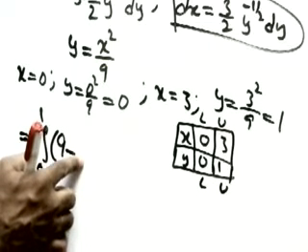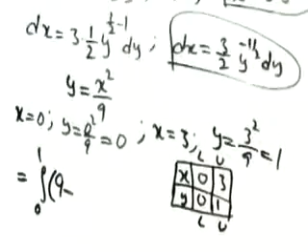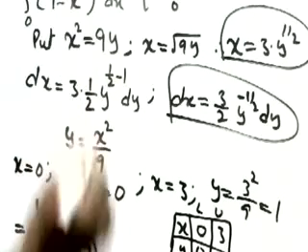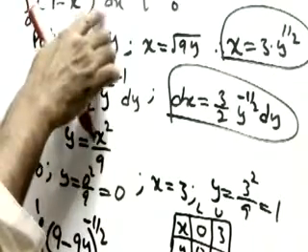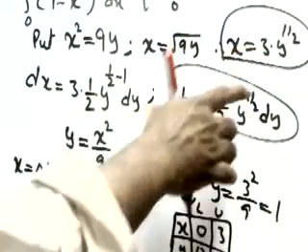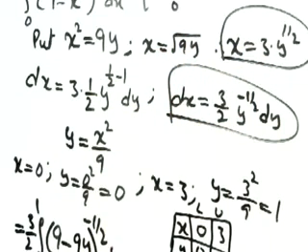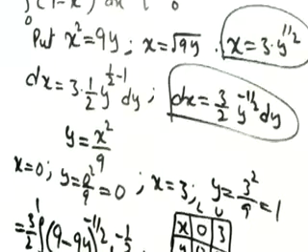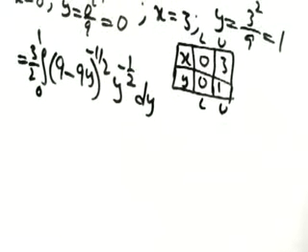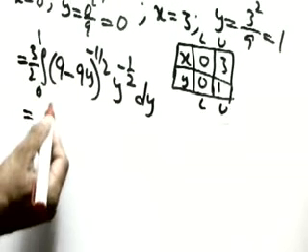0 to 1, 9 minus, here we are having x square. But the value of x square is 9y. So this is 9y, value of x square is 9y, power minus 1 by 2 into dx. The value of dx is 3 by 2, which is constant. Keep it outside, 3 by 2 into y power minus 1 by 2 dy. Now let me solve this until we get the value of beta, then we have to change it to gamma.